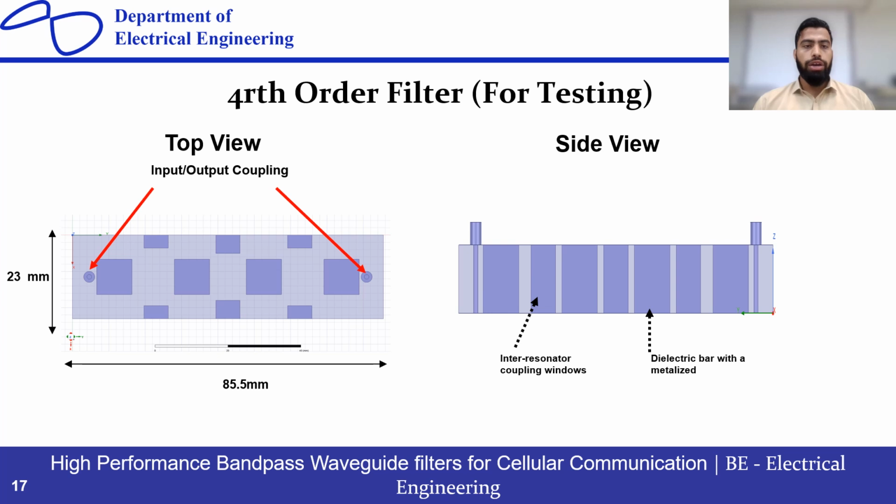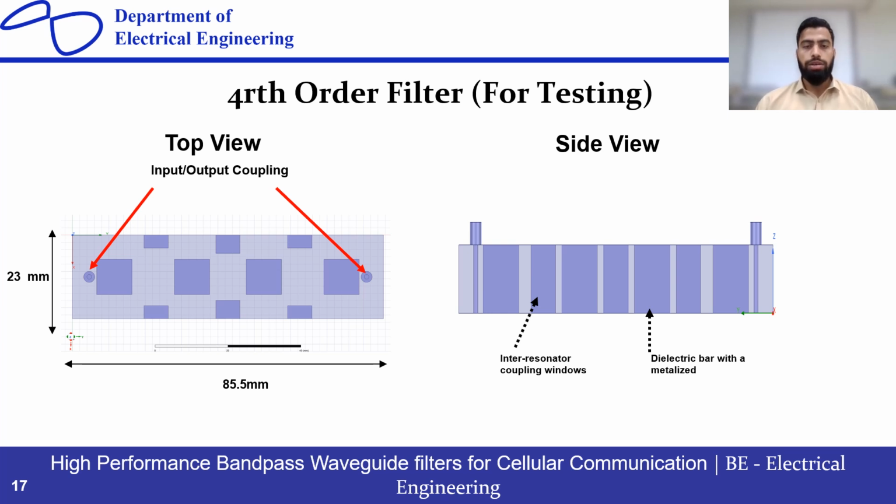Okay, so this is the fourth order filter for testing purposes. I designed it, and in the top view, as you can see, the width is uniform across all the four resonators. The width is constant, which is 23 millimeter, and the whole length of the filter is 85.5 millimeter. And here the inter-resonator coupling windows are also being shown, and the dielectric bar with a metallized blend hole is also being shown here.